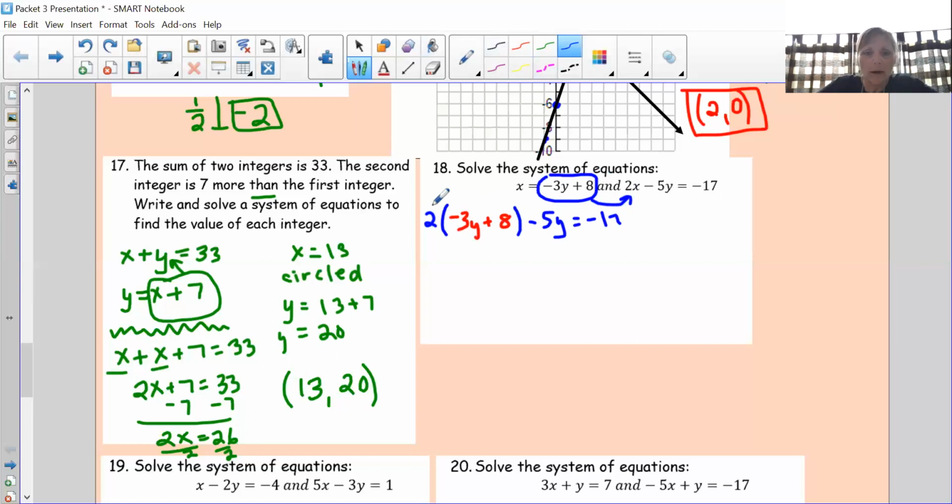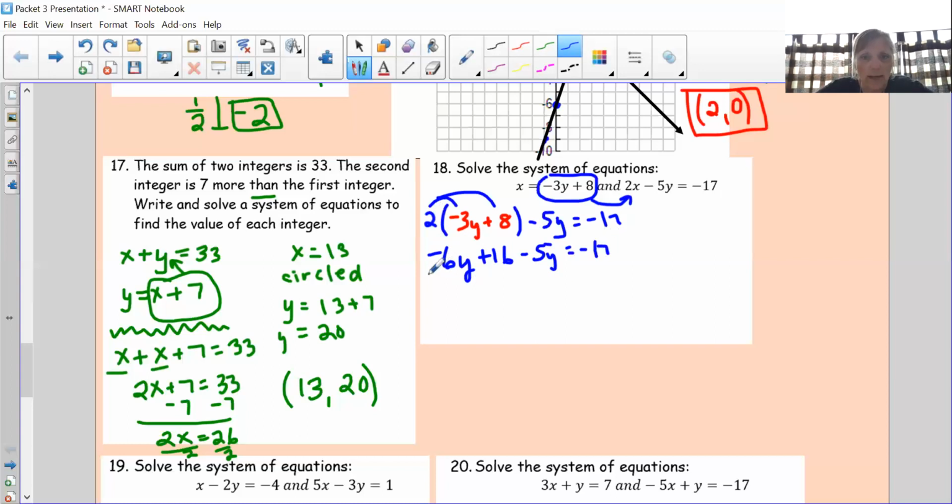Okay, now I'm going to distribute. I'm going to collect like terms because I have a y here and a y here, and then start solving. 2 times negative 3 is negative 6y. 2 times 8 is 16. And then continue writing, minus 5y equals negative 17.